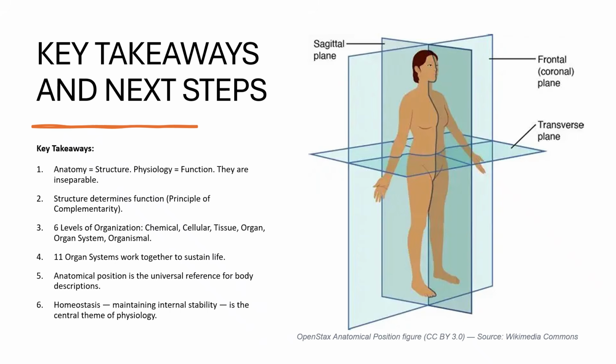Let us recap. Anatomy is structure, physiology is function, and they are inseparable. The principle of complementarity tells us structure determines function. The body is organized into 6 levels, from atoms to the complete organism. 11 organ systems work in concert, none in isolation. Anatomical position is the universal starting point, and homeostasis through feedback loops is the central concept of physiology.